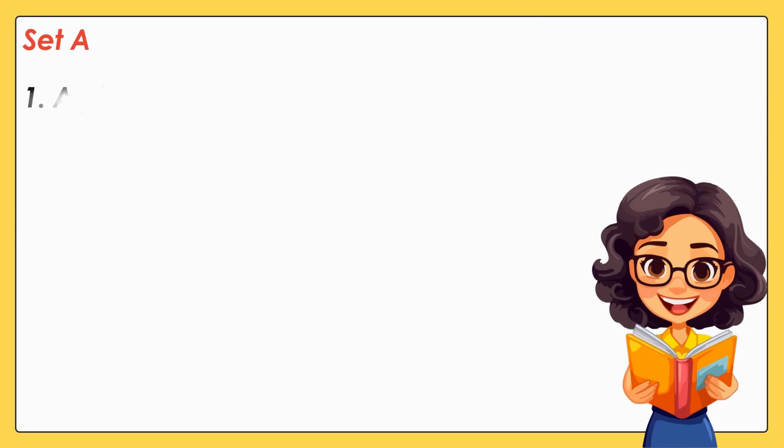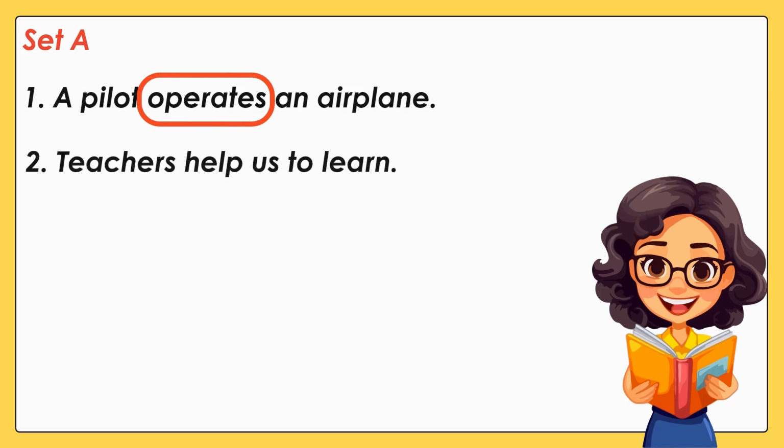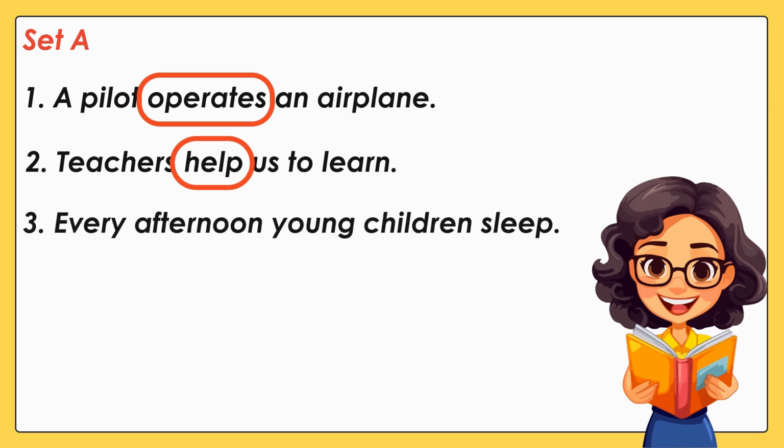Let's have the set A sentences. Number 1, a pilot operates an airplane. What do you think is the verb in the sentence? It's operates. Number 2, teachers help us to learn. And the verb in the sentence is help. Number 3, every afternoon young children sleep. The verb is sleep.